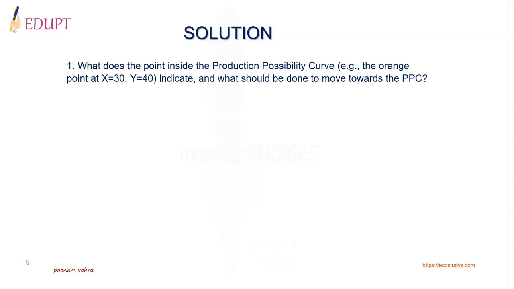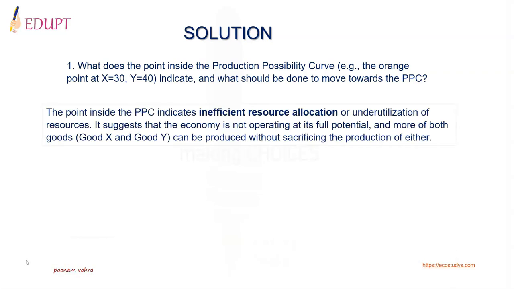For the first question, what does the point inside the production possibility curve indicate, where the point signifies x as 30 and y as 40? And what should be done to move towards the production possibility curve? So the point inside the production possibility curve indicates inefficient resource allocation or underutilization of resources. It suggests that the economy is not operating at its full potential and more of both goods, X and Y, can be produced without sacrificing the production of either.